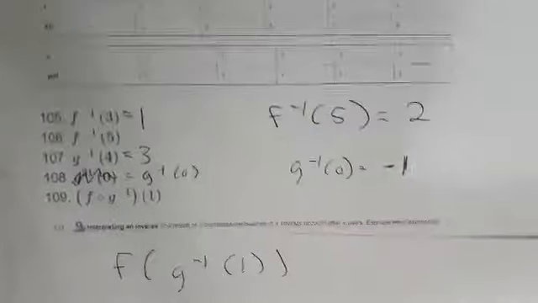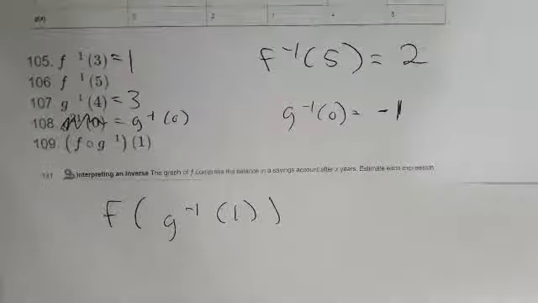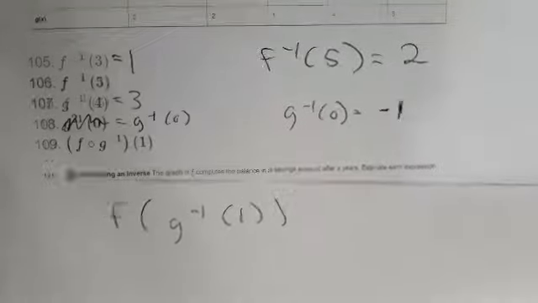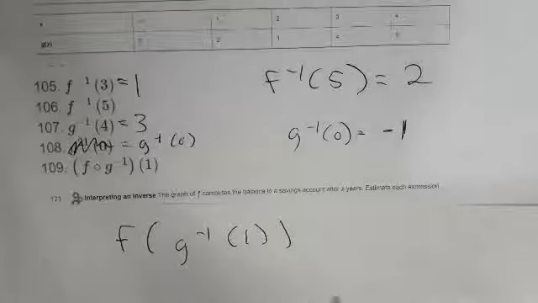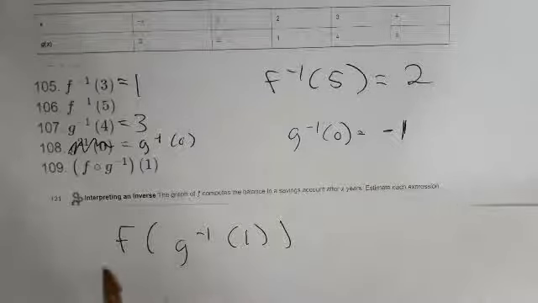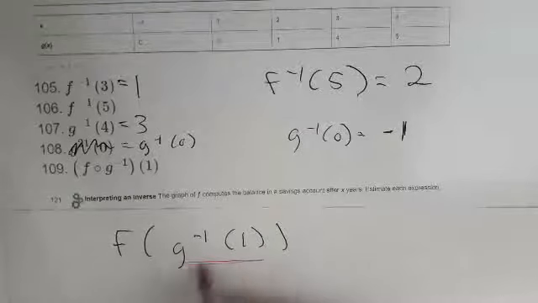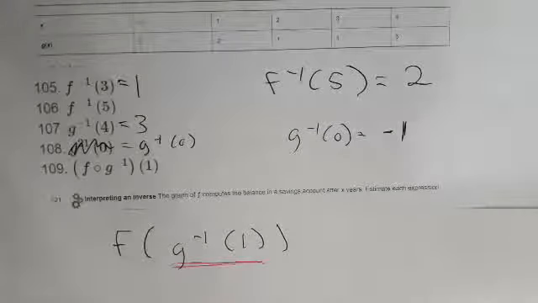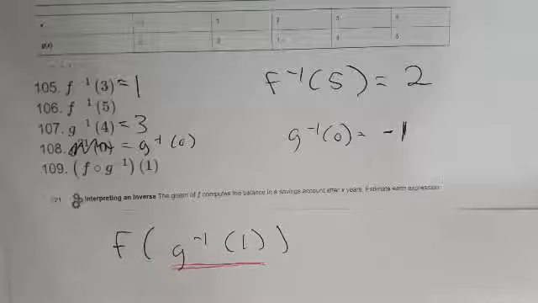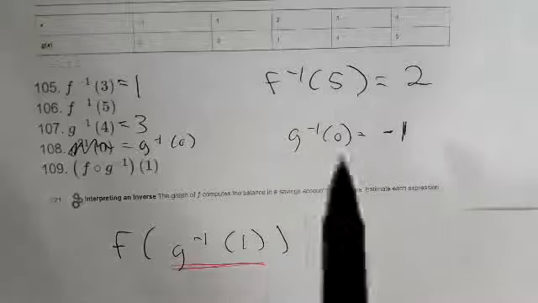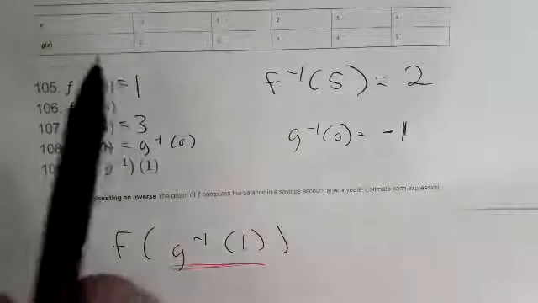If I'm looking here at 109, what is the first thing you see on the inside there? What is the first thing we should be doing? What's the first thing we're plugging in? Find g inverse of 1. We're finding g inverse of 1. So if we go to our g inverse table or g table and we do the inverse of 1, what is the inverse of 1 giving us?